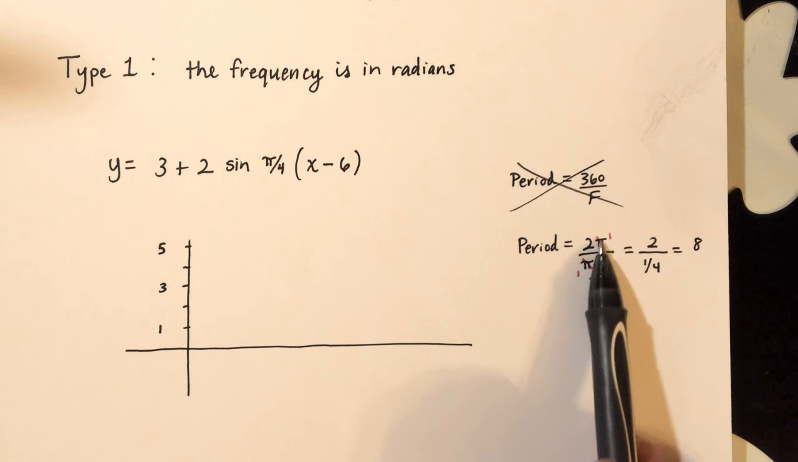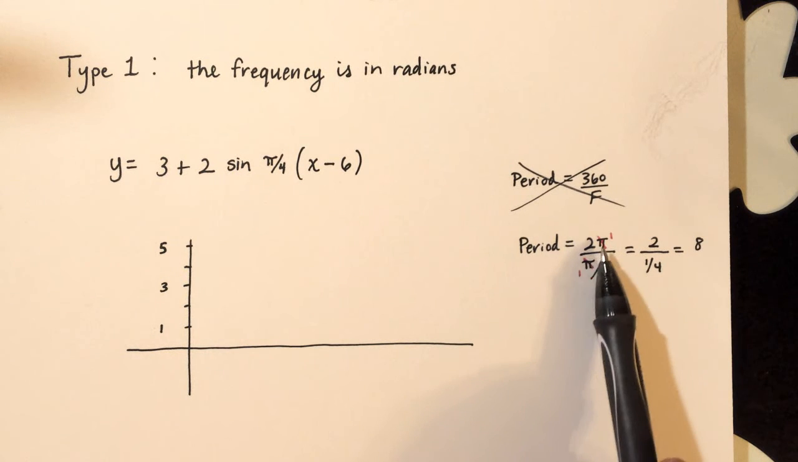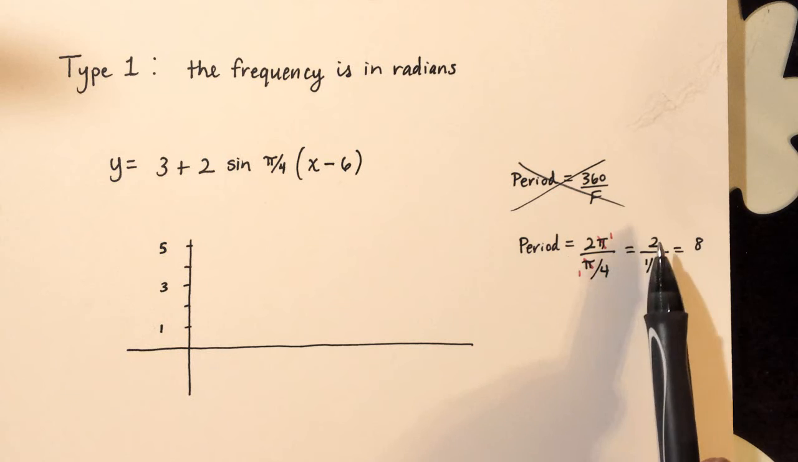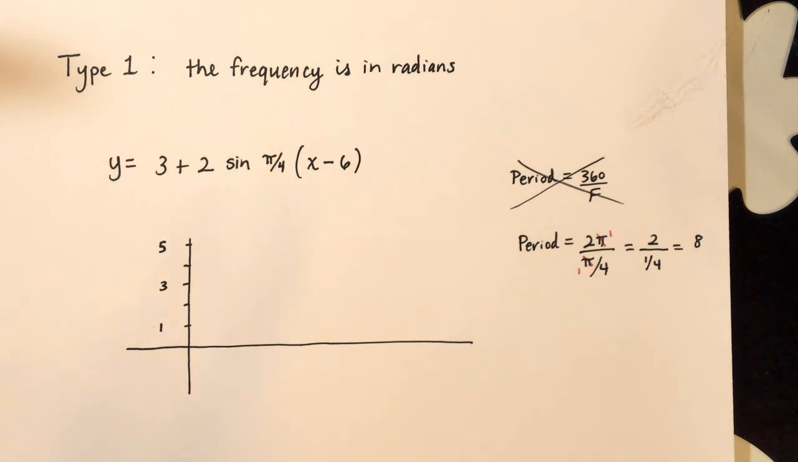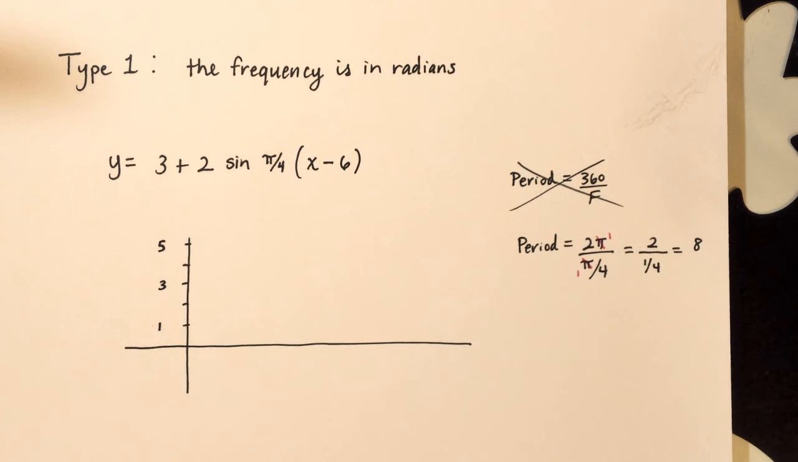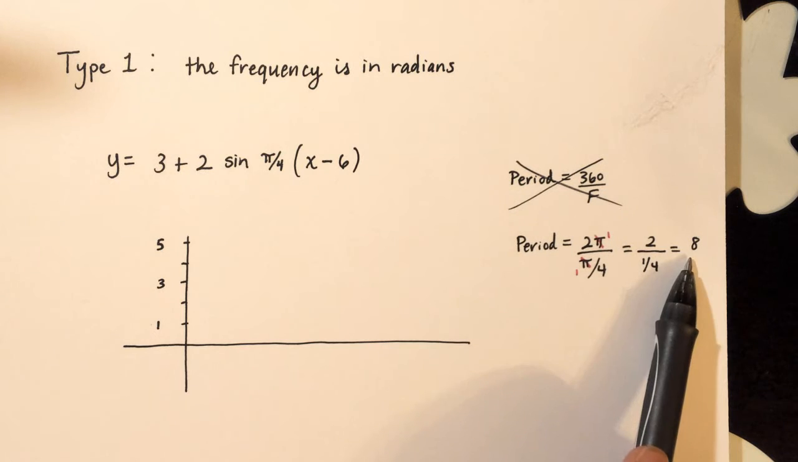Do I need to see this work? No. Do I need to see that 2 pi divided by pi/4 is equal to 2 over 1/4, which equals 8? Yes, I want to see that. The canceling? Not necessary. So, the period is 8.